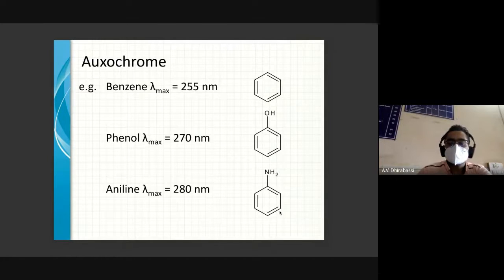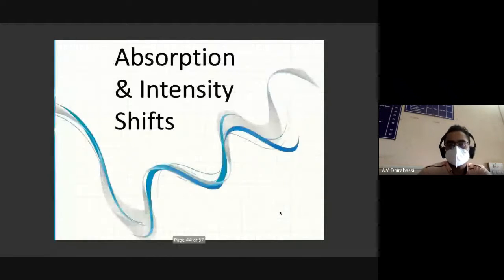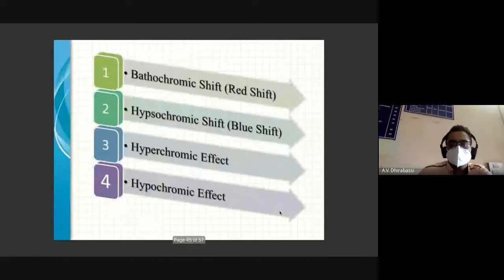Due to the n to pi star transition, because a heteroatom is present, the type of functional group is present next to the double bond. Okay, absorption and intensity shift. Bathochromic shift, that is the red shift. Hypsochromic shift, that is the blue shift. These are the two types of shifts.